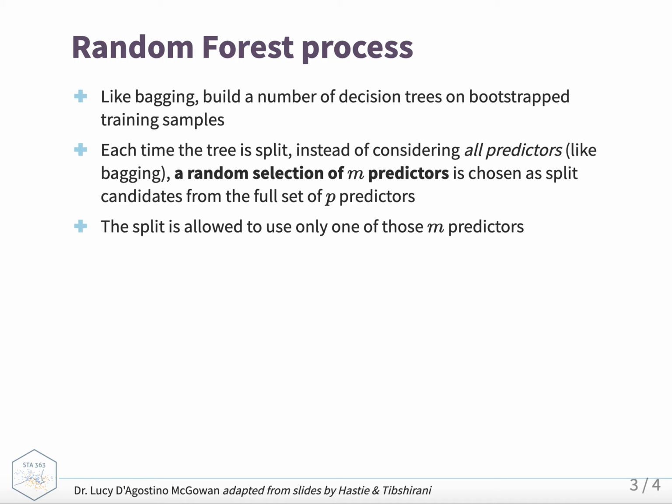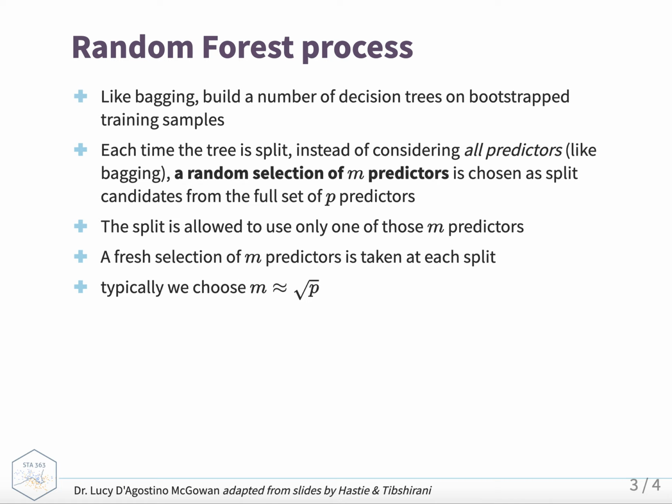So instead of using your entire set of predictors, you're just going to look at M of them, and you pick those M randomly. So the split is allowed to only use one of those M predictors instead of all P predictors. And a fresh selection of M predictors is taken at each split. So you eventually could potentially use all of your predictors, but you are just looking at M at a time.